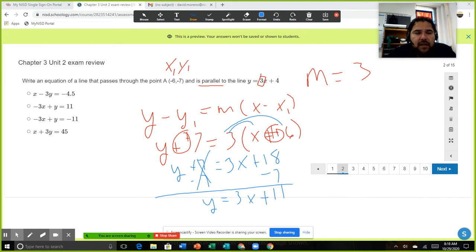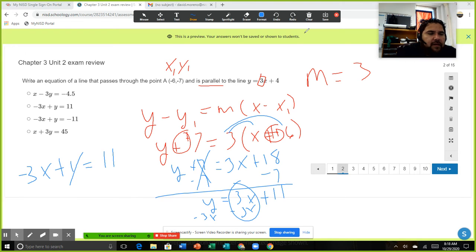Now, unfortunately, none of these lines are in that form. So what I have to do is move this 3x over so that I can get it in standard form, right? Where the constant's by itself. In order to do that, I subtract 3x from both sides. And if I subtract 3x from both sides, I get the equation -3x plus y equals 11. And notice I'm getting a constant by itself when we're in standard form.